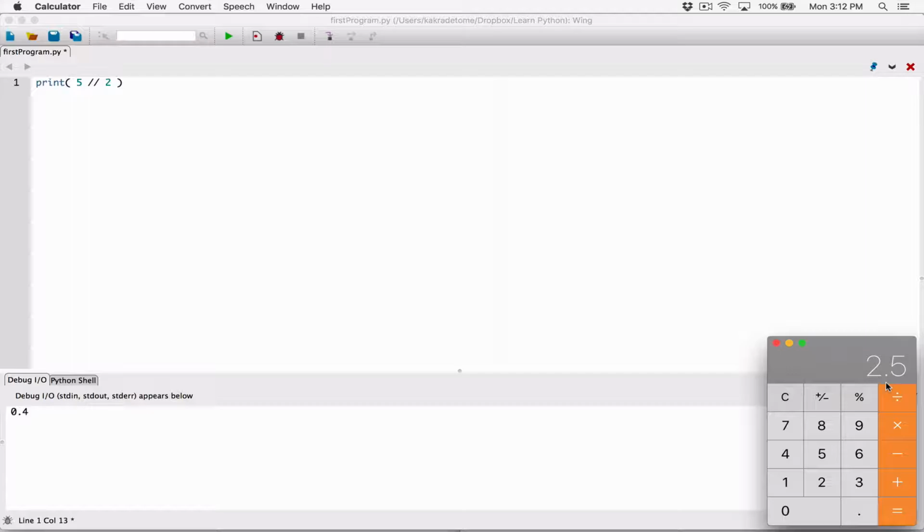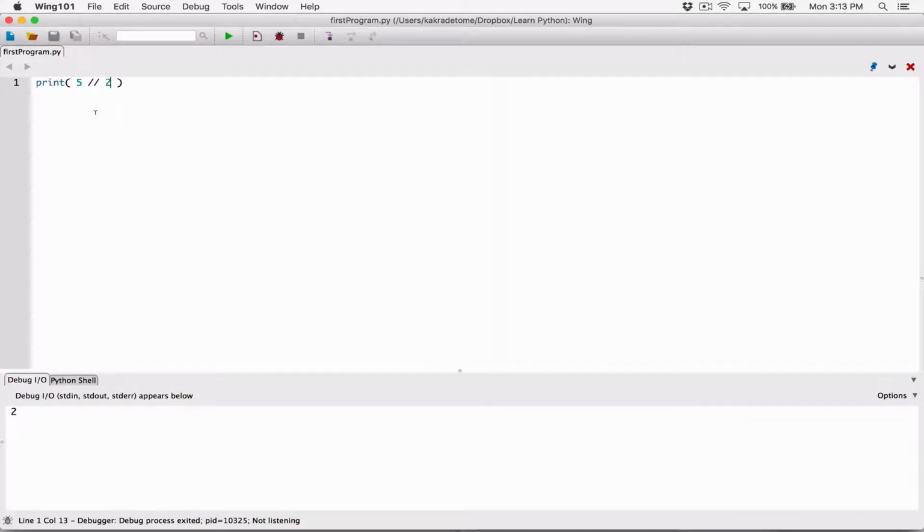Now, with integer division, if you type in 5 divided by 2, we get 2.5 in our calculator. But with integer division, it's going to perform the division all right, but instead of giving you the floating point value, because it's called integer division, it's going to give you only the integer part of the answer. It's not going to give you 2.5, it's going to give you 2. It's going to drop the 0.5 and give you 2. So when I compile this, I get 2. Whereas if I had only one slash, it would give me 2.5 because that's floating point division.